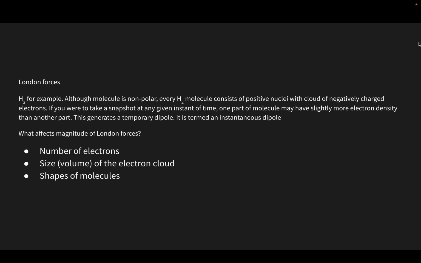The second one is size, or volume of the electron cloud. In a large electron cloud, the attraction of electrons to the nucleus will not be as great as in smaller clouds. Hence, the electrons in larger clouds can be polarized easily, increasing the boiling point. And the last one, shapes of molecules. The larger the surface area of the molecule, the more area of interaction with other molecules, increasing the boiling point.